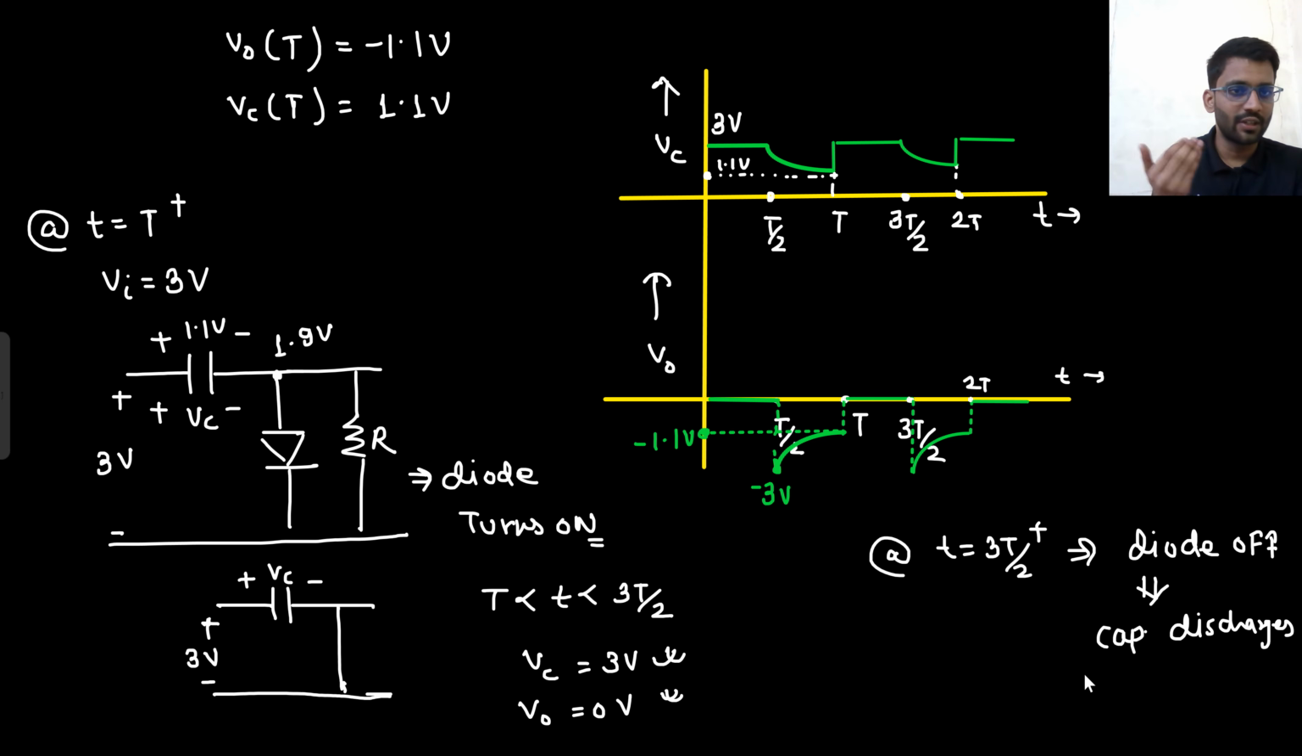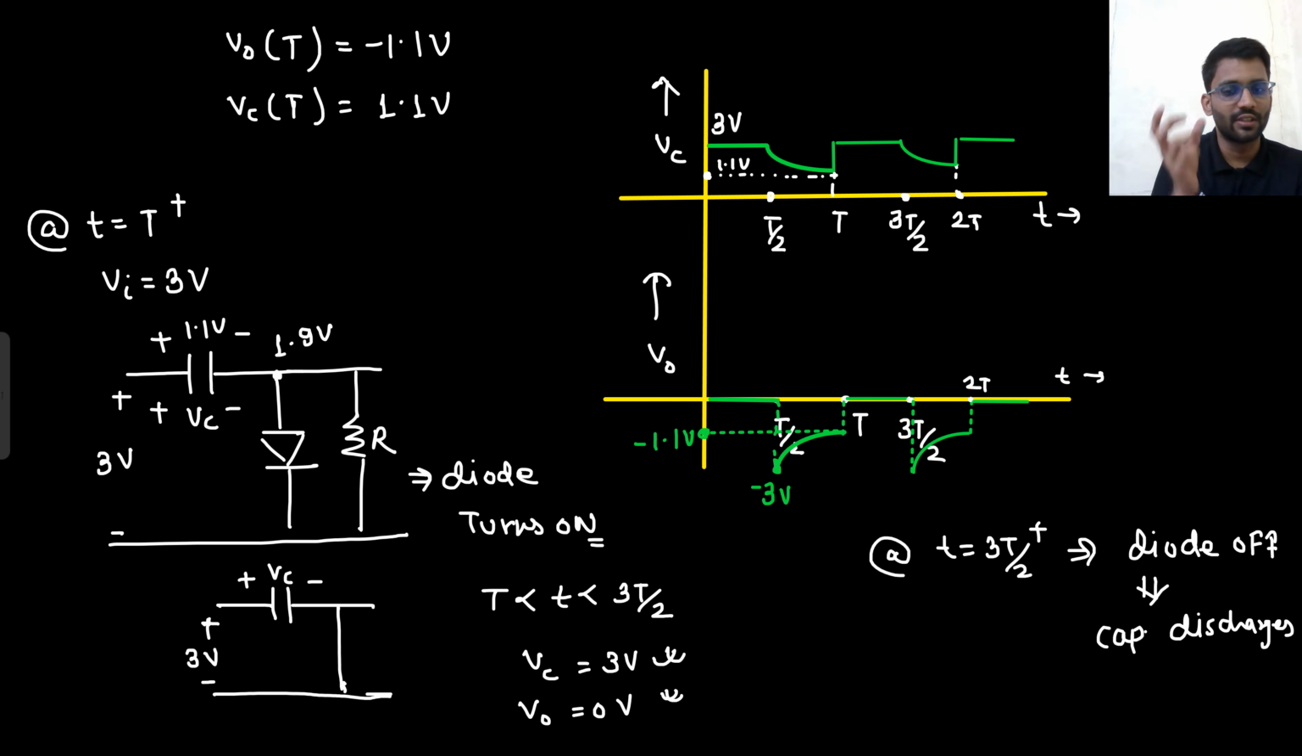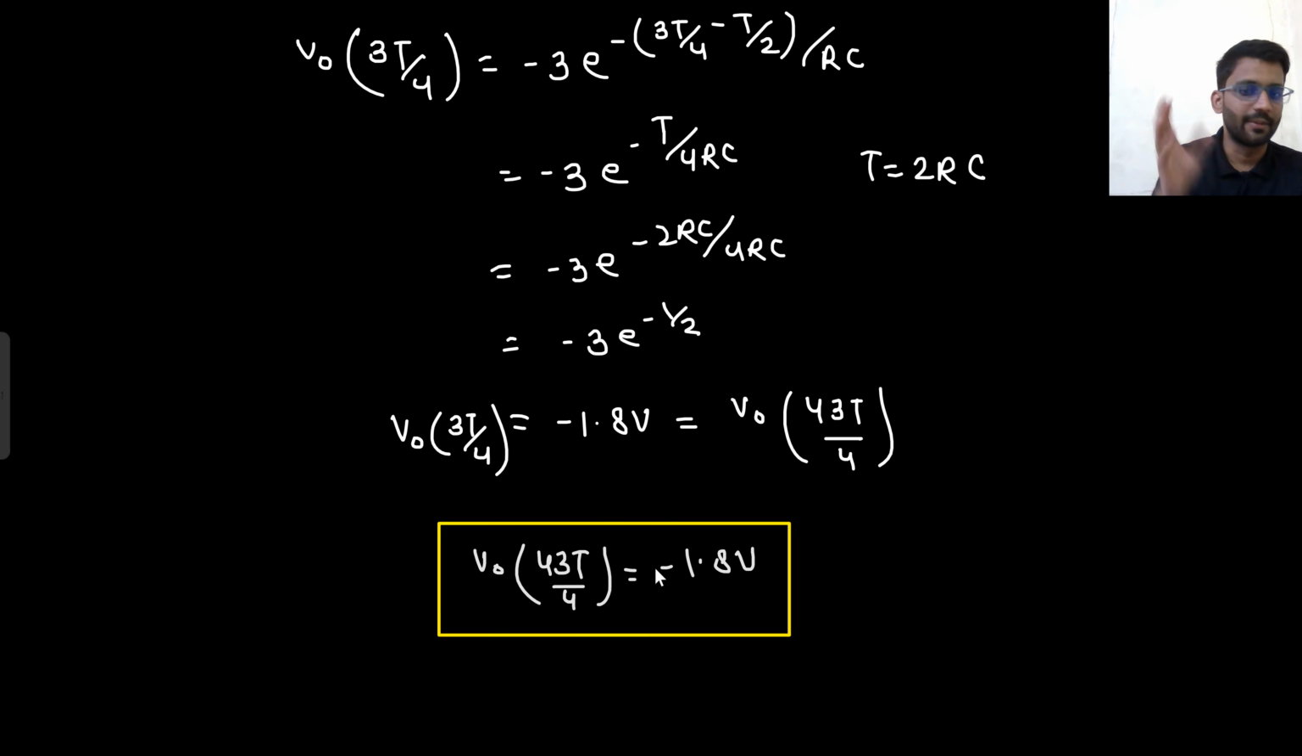So they are asking for 43t by 4. That means it will be the same as at 3t by 4, because 3t by 4 plus 10t will be the same. And we found the value of V naught at 3t by 4, that is minus 1.8 volts. So it will be the same at 43t by 4 as well. So that is your final answer. That's how you will be solving a very good problem in the examination.